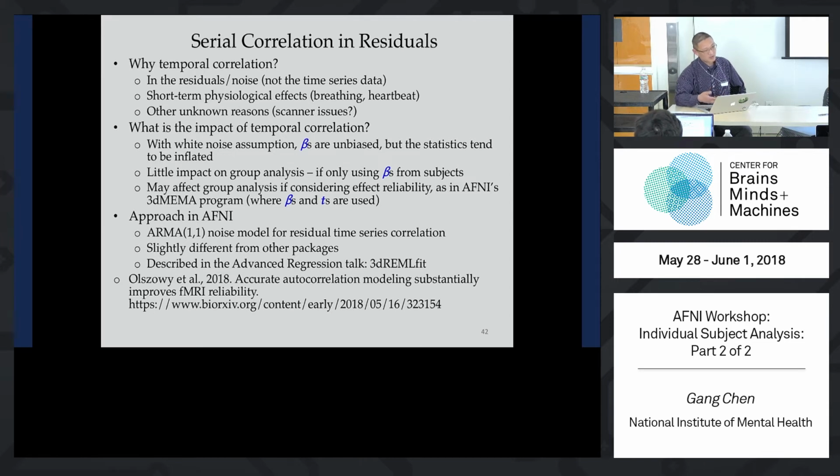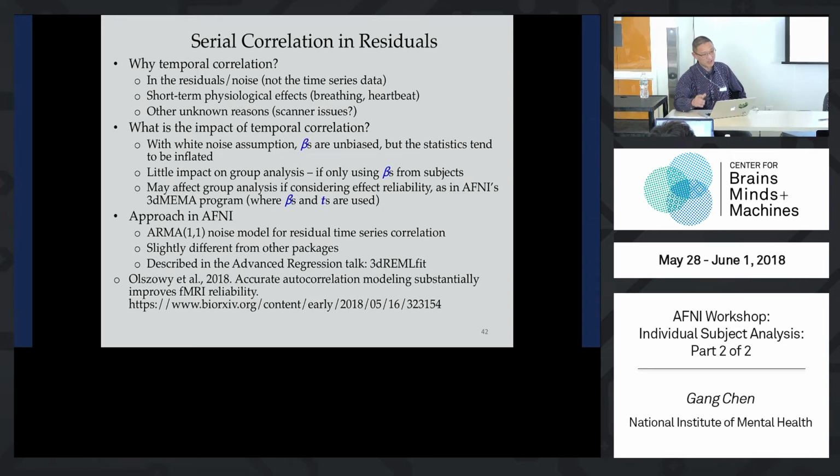So the betas, what are the betas? Betas measure the brain response magnitude in the brain, right? The property in statistics is called unbiasedness. That means, roughly speaking, the betas are about the same. Of course, in reality, they're definitely not exactly the same, but the differences are negligible. So we don't need to worry about it.